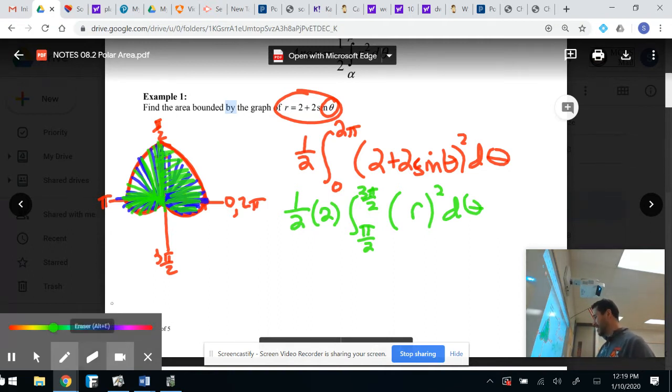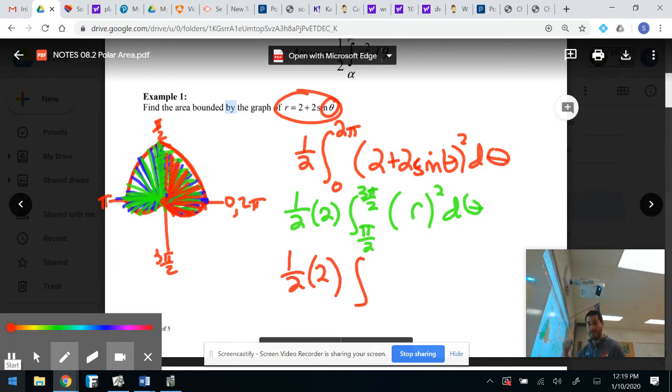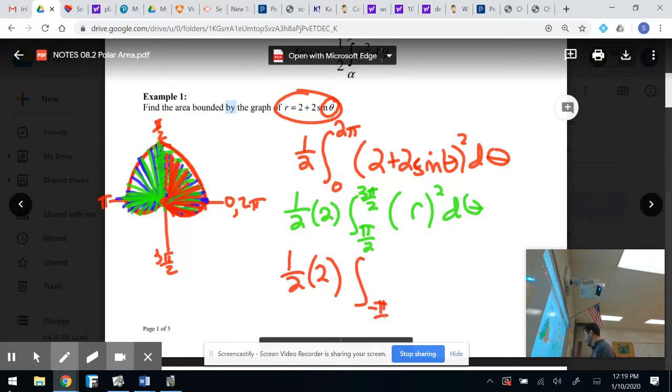Let's go with red, our final one. Another thing I could do is I could double up. Could I go from like here? Well, that'd be 3 pi over 2 all the way to pi over 2. But I wouldn't be able to use 3 pi over 2 because it'd mess up my calculator. It'd be like backwards limits. So instead, I'm going to go negative pi over 2 to pi over 2. Doesn't that make sense?